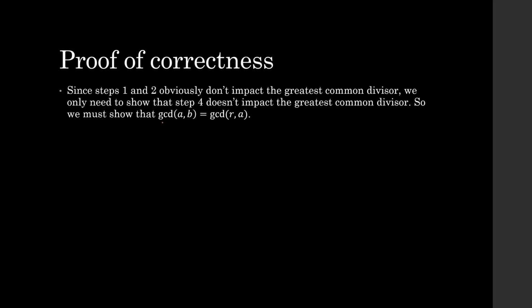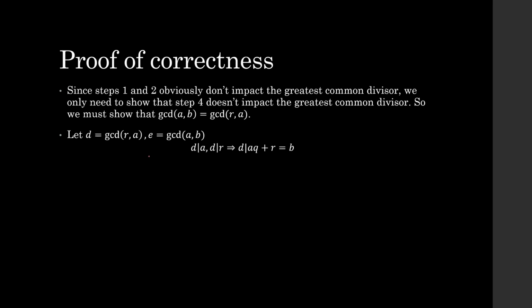We just want to show that the GCD of a and b is equal to the GCD of r and a, as I said before. And once we do that, we'll have proved the correctness of the algorithm. So let's label those two. We're going to have d as the GCD of r with a, and we're going to have e as the GCD of a with b.